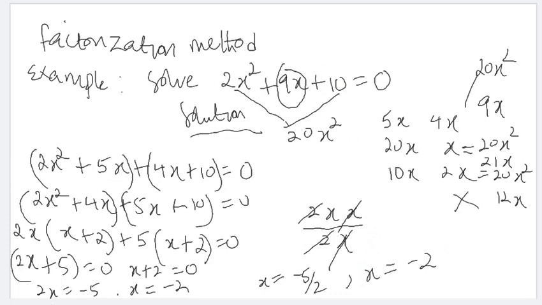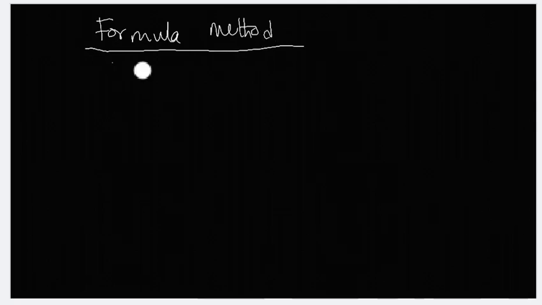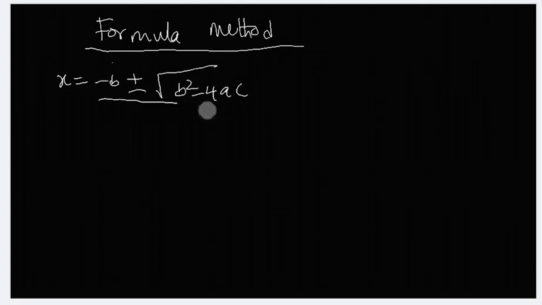Now the second method we are using here is the formula method. The formula method is given by x equals minus b plus or minus root b squared minus 4ac, over 2a. Now let's go back to the previous question.